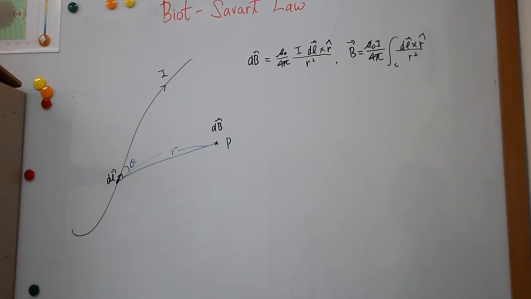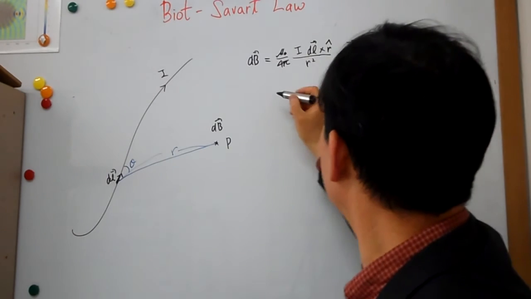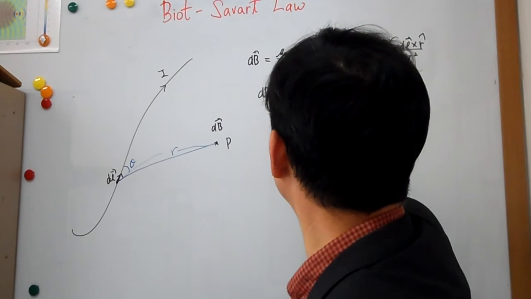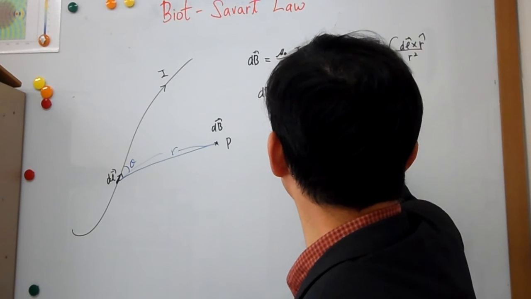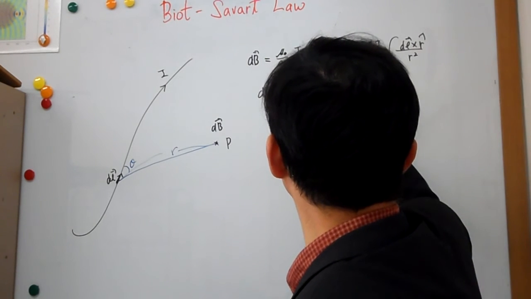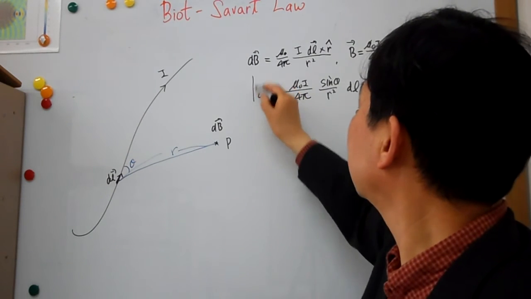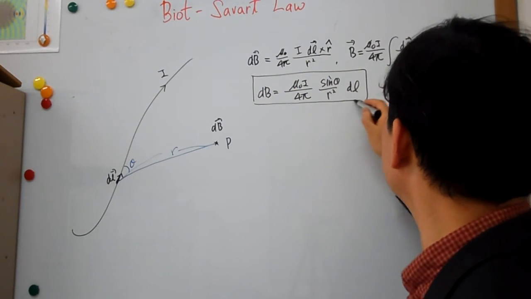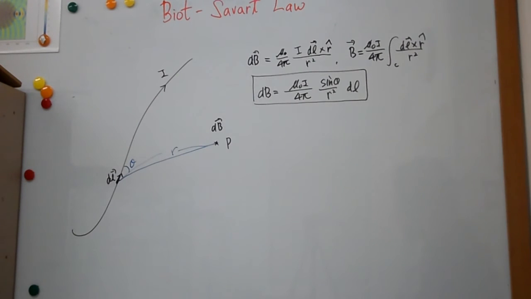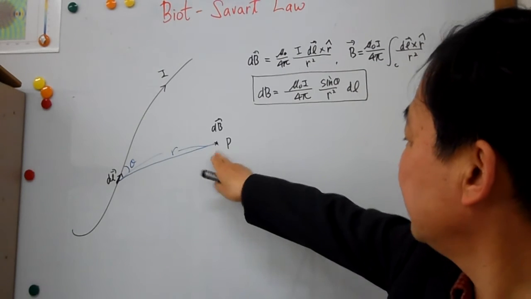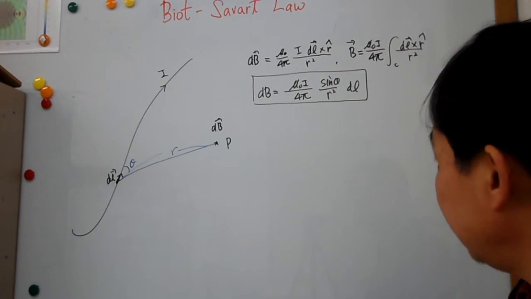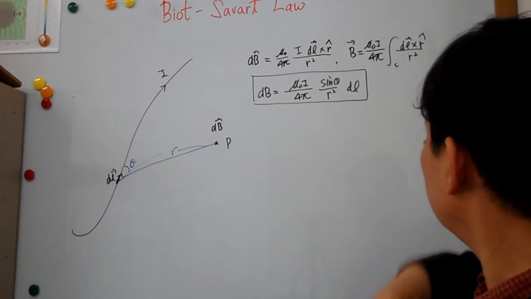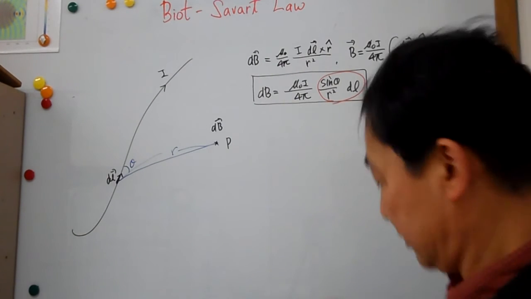And the practical form we can write: dB equals mu 0 I over 4 pi, over R squared, sine theta dL. This gives the magnitude of dB and is more practical. This is the Biot-Savart law to find the magnetic field at this point P. Everything else is constant; we focus only on this part. This part is important.